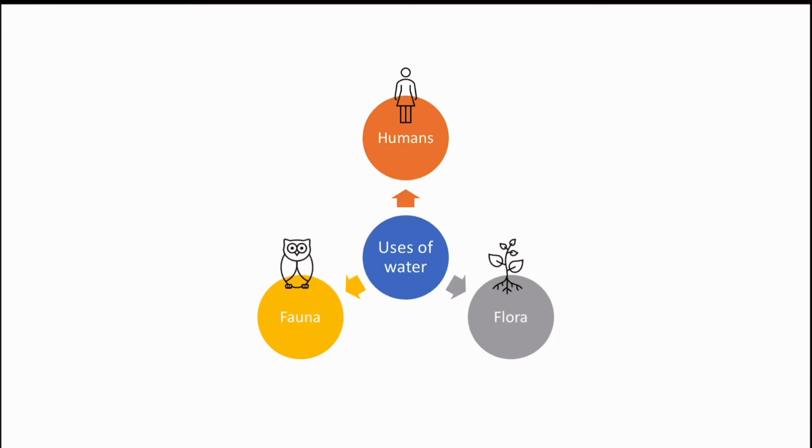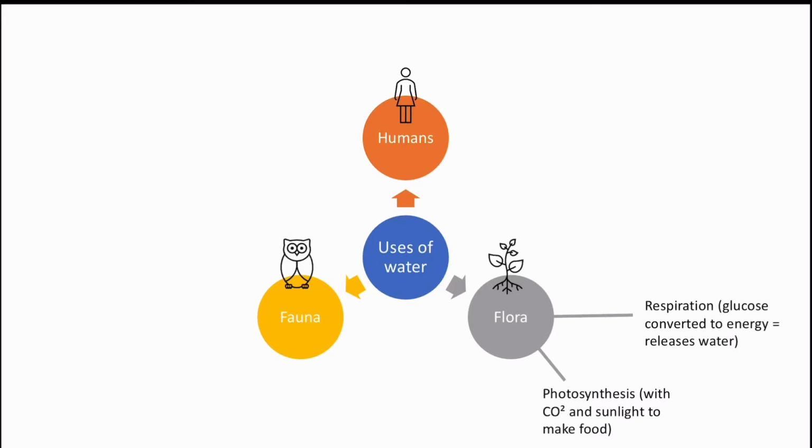So we've seen how water can help create the conditions on Earth for life, and now we need to know how the water is actually used by humans, by fauna, so that's the animals, and flora, by plants. So starting with flora, one of the most obvious ways that plants use water is for photosynthesis, so to make their food by combining it with CO2 and sunlight. And then they will use the glucose that they've created through photosynthesis when they respire, and that actually releases more water. So water is really important in those key processes happening inside a plant.